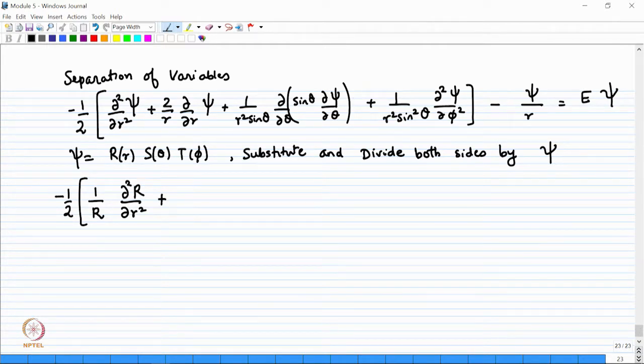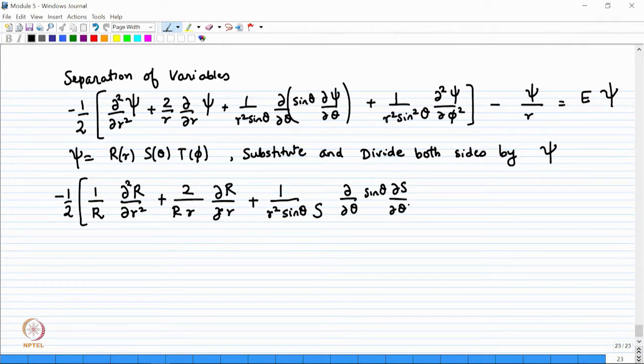Okay. Now the next term will become 2 by r, 1 over R dou R by dou r, plus now I will get 1 over r square sin theta, 1 over S of theta, dou by dou theta of sin theta dou S by dou theta, because here the d by d theta will only act on the S term, plus I will get 1 over r square sin square theta, 1 over T, dou square T by dou phi square. Okay. And now the next term will just be minus 1 over r, equal to E.